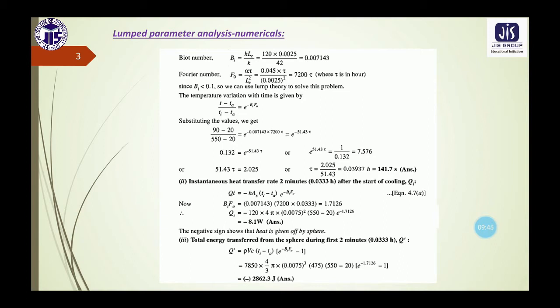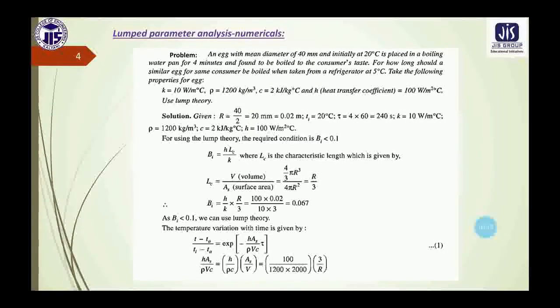So finally we get the total energy transferred from the sphere during the first 2 minutes as minus 2862.3 joule. In this way, using the concept of the lumped parameter analysis, and using the equations for the two dimensionless parameters, that is Biot number and Fourier number, we have calculated all the required things in this question.